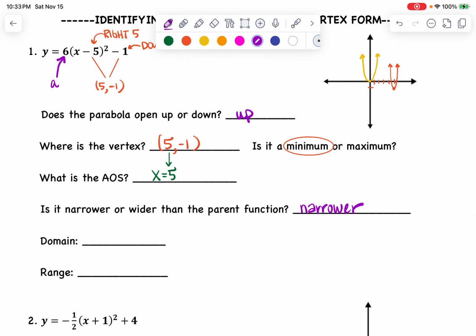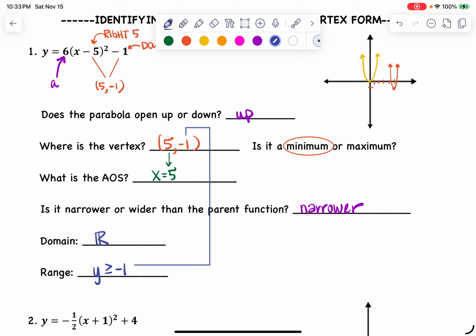Okay, its domain and range. Well, of course, its domain is all real numbers. And its range, because it opens up, is y is greater than or equal to, and I know it's negative 1. Again, remember, your range always comes from the y value of your vertex.